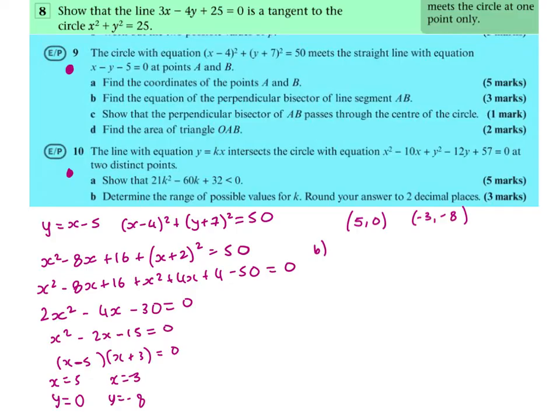No worries. Okay, so now I know I'm going to do y2 minus y1 over x2 minus x1. So I'm going to get minus 8 over minus 8, which equals negative 1. So this is the gradient of the line. So the gradient of the perpendicular bisector is going to be 1.